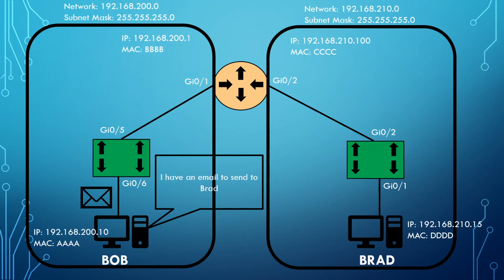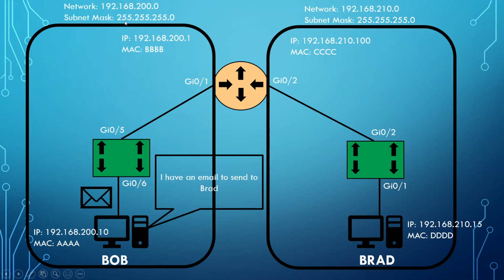Okay, let's bring this all full circle. Now we're going to go back to the example of Bob and Brad and show how they want to communicate. Before we talk about anything, let's talk about how this network is laid out. We've got the router up here. This router has a direct connection to the 192.168.200 network. As you can see, the subnet mask is 255.255.255.